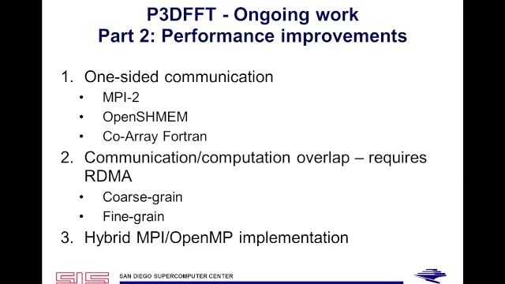On the other hand, I'm working on performance improvement, because communication is a very big part of the penalty here, the bottleneck. So I'm exploring ways to optimize it, and in particular to implement communication-computation overlap. There are a number of approaches there. We can use MPI-2, OpenMP, or coarray Fortran. Also, I am experimenting with a hybrid MPI/OpenMP implementation.